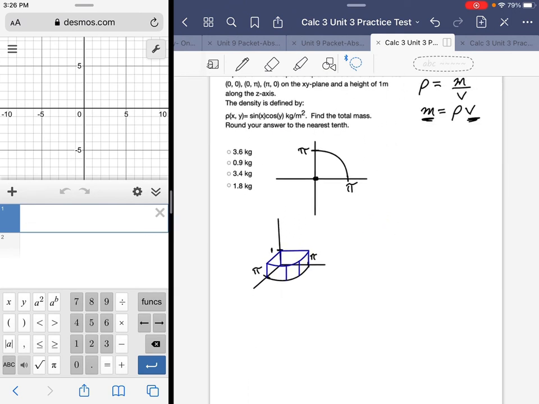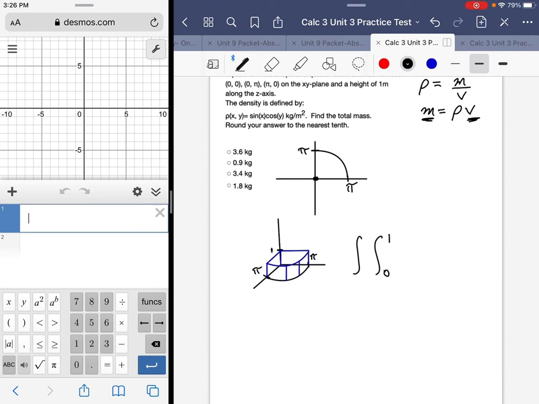Alright, so we're looking for this volume, and then we'll incorporate the value or the density function into this. Now it's a quarter of a circle with height, so it's a cylinder. Alright, so cylindrical coordinates seems to make the most sense here. So the volume in cylindrical coordinates, we'll just focus on that.